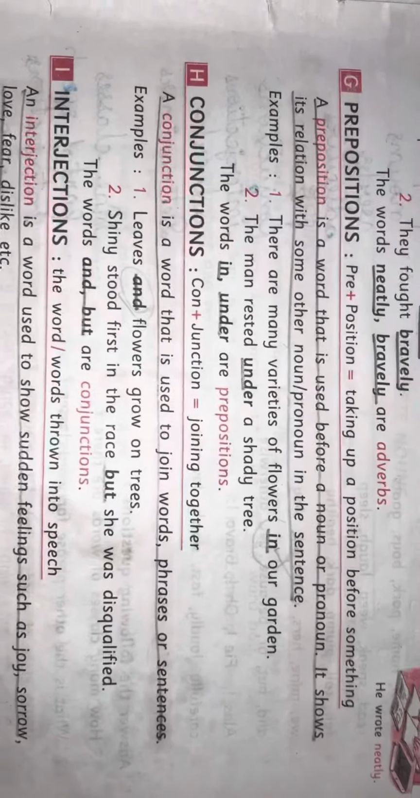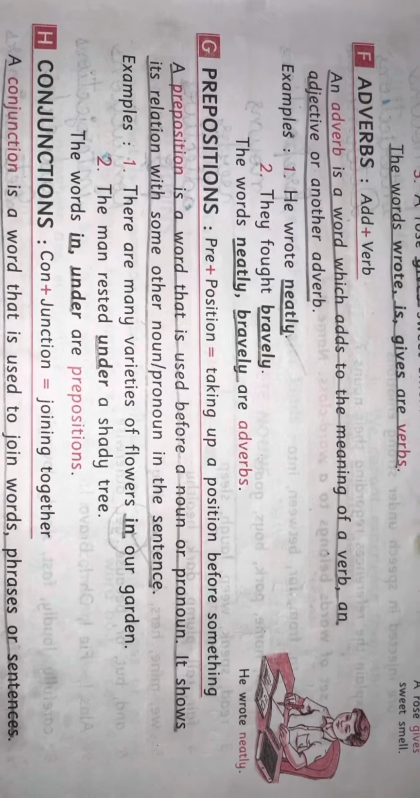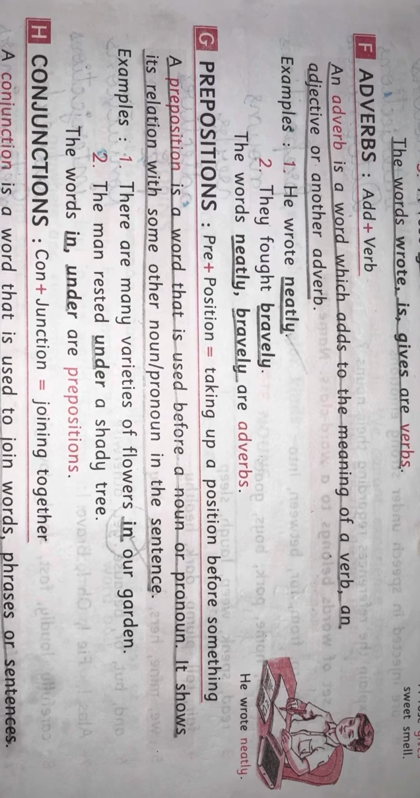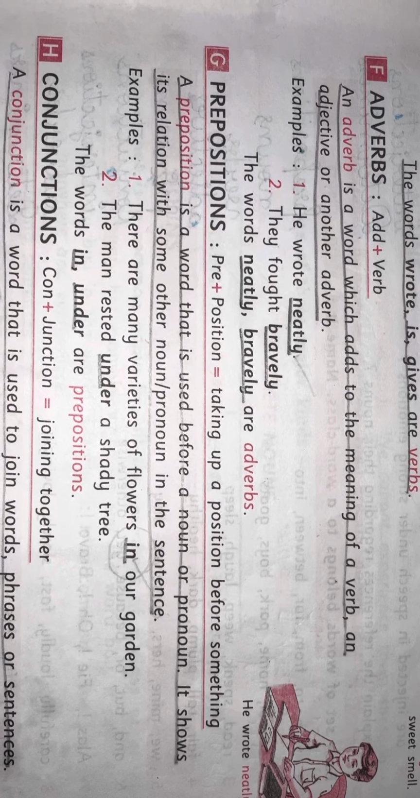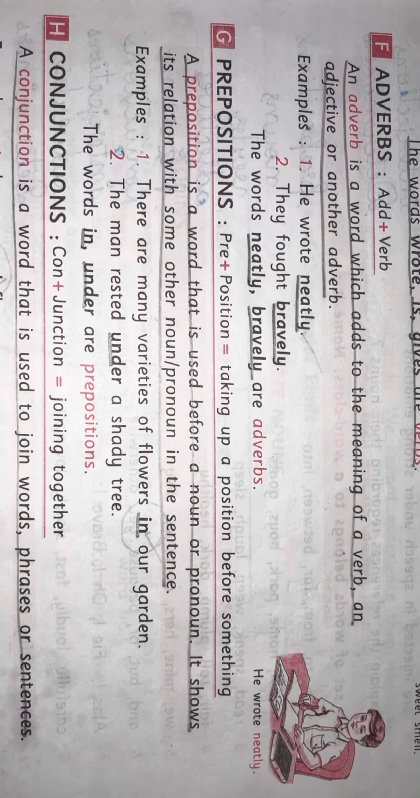Now preposition. Preposition takes up a position before something. A word that is used before a noun or pronoun, it shows its relationship with some other noun or pronoun. For example, there are many varieties of flowers in our garden. So here it is joining two nouns, that is flowers and garden.